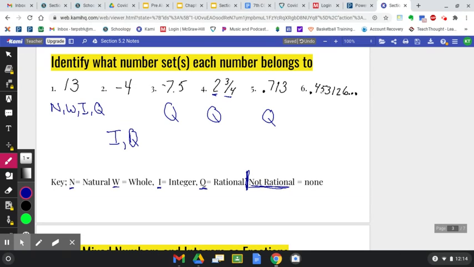Here we have 0.45312 dot, dot, dot. This right here means that it keeps going. And I can see there's no pattern. There's no repeating cycle there. So I would just say that is not rational. All right, so that's how we list what sets it falls in.